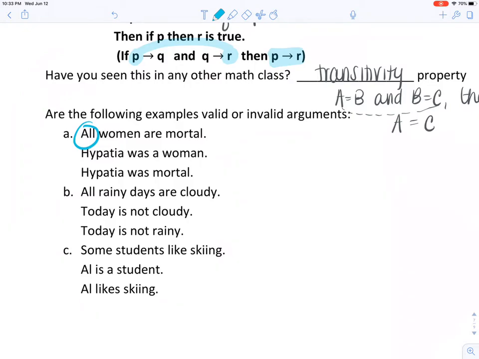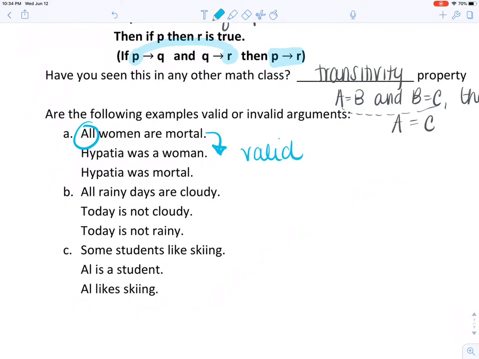Well, the first thing that I'm noticing is it says all. It's a statement that is always true or always false in all situations because it said all. Every single woman is mortal. So since Hypatia was a woman, and because all women are mortal, I can use the chain rule and say, well, then Hypatia was mortal. So this is actually a valid argument.